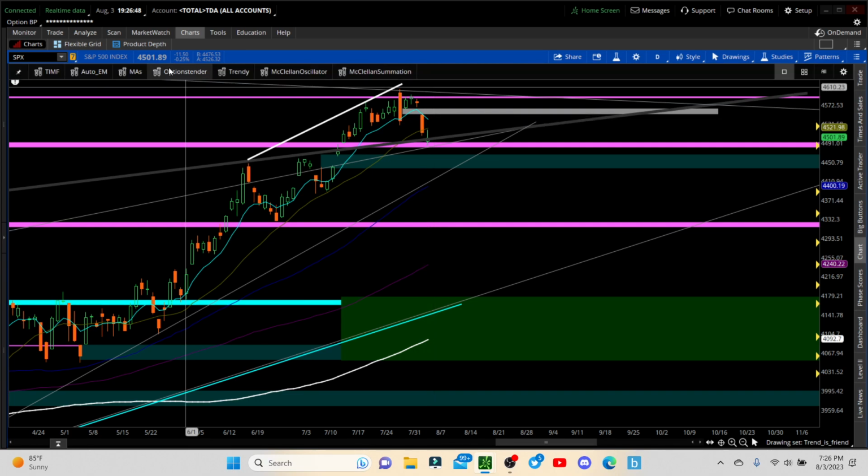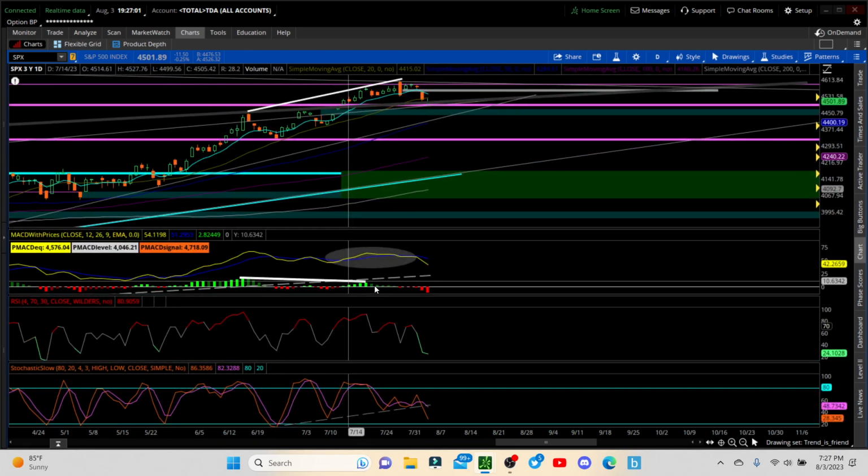Any of the indicators, let's check out a couple of these. Okay, so we have our bearish cross on the MACD. We have the lowering histogram. The histogram is starting to rise, so you can see that we're gaining momentum to the downside.